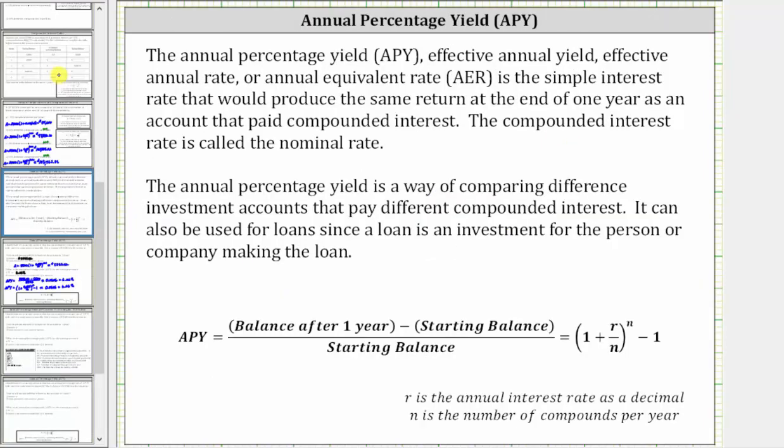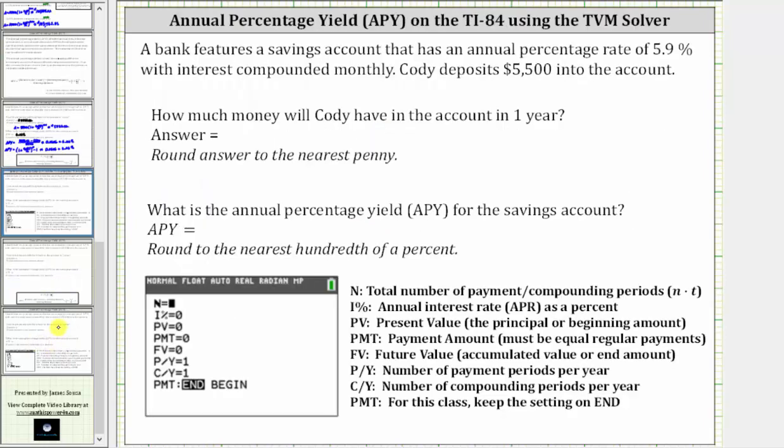Remember, the APY, or annual percentage yield, is the simple interest rate that would produce the same return at the end of 1 year as the account that paid compounded interest. And this can be helpful when comparing investment accounts that pay different compounded interest. In this video, though, we will answer both questions using the TVM Solver on the TI-84. I do have another video that shows how to do this by hand.